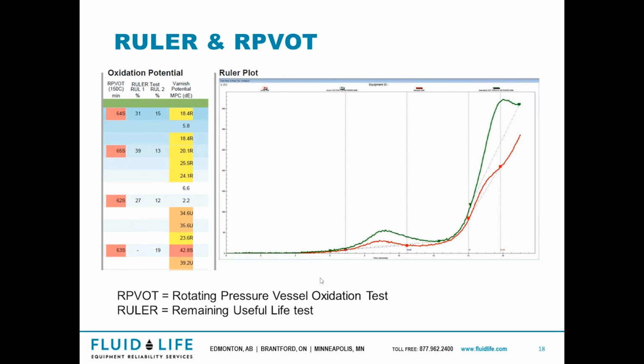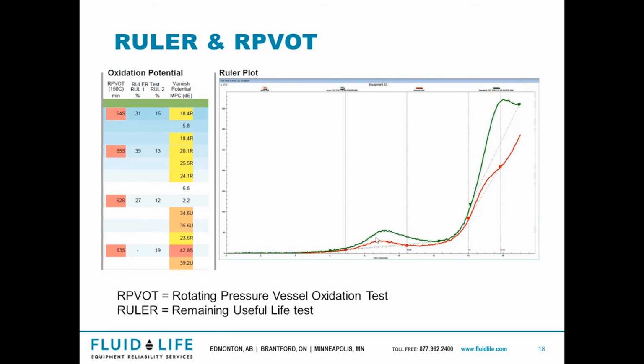RULER stands for Remaining Useful Life Evaluation Routine, and that's these two numbers here, RULER 1 and RULER 2. RULER 1 is this first bump on the graph here. This is the full RULER graph that we distribute with your results. What we're looking at here is the green line, which is the brand new oil. The red line is the used sample. And so you're measuring these bumps.